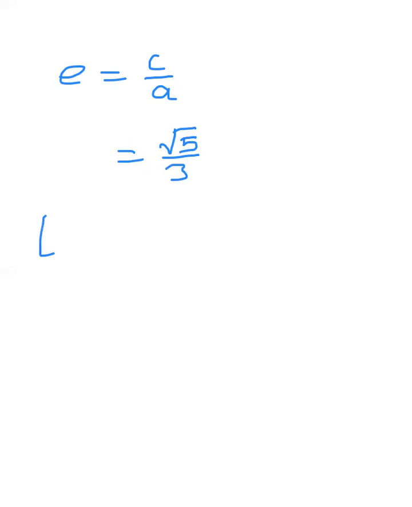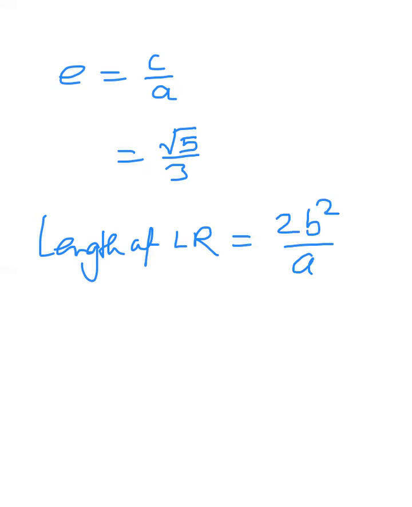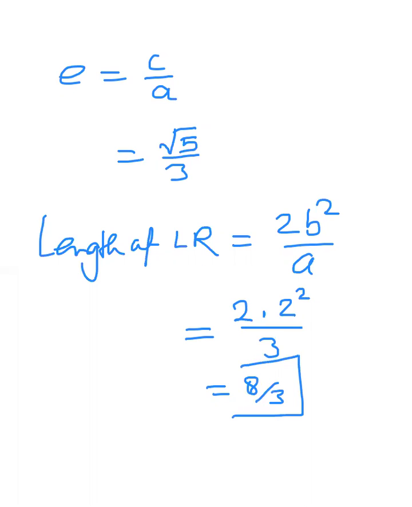Last thing is length of latus rectum. Length of latus rectum is 2b square upon a. Now the value of b is 2 and a is 3. So it will be 8 by 3. So the length of latus rectum for this will be 8 by 3.